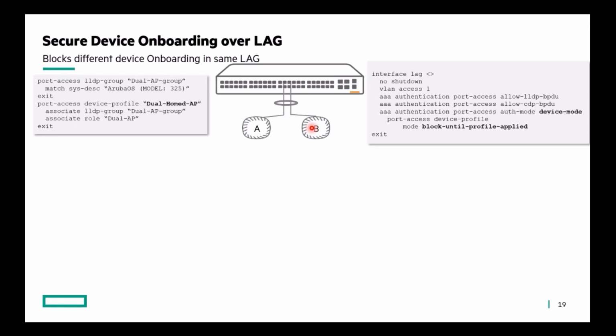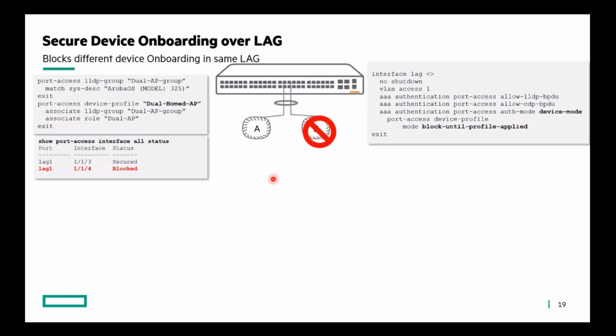Once a different AP device is connected over the LAG, this happens mainly in device mode with block until profile applied. What happens is that APB will be blocked. Only APA will be allowed and APB will be in the block state, because the devices are of different types. They are not of the same type. So how can the switch do that?